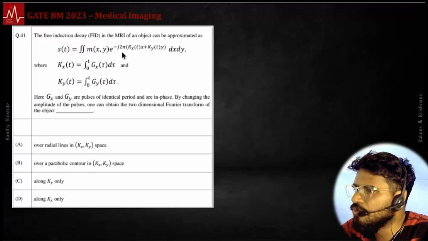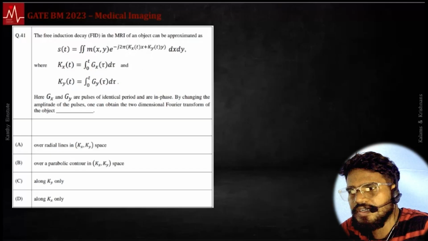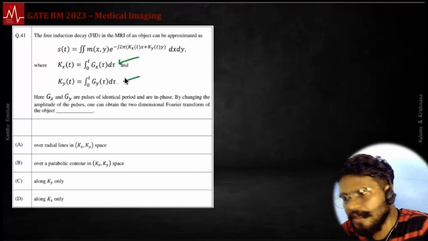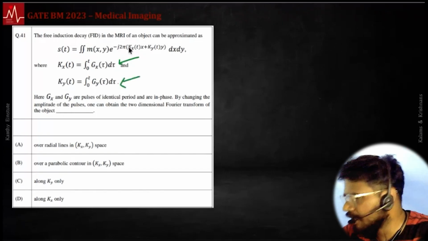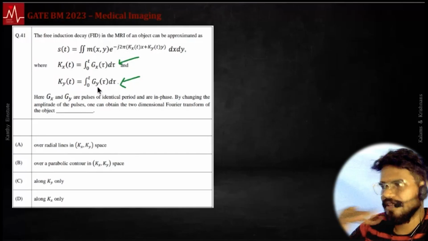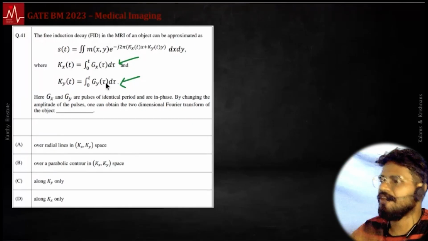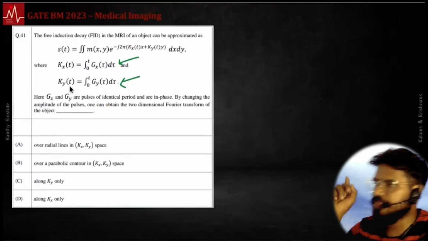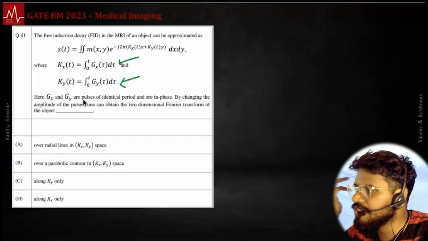How you move in K space is determined by the gradients, Gx and Gy. If you apply a Gx, it will move along Kx in K space, that is along the X spatial frequency. If you apply a Y gradient, it will move along Ky, that is the Y spatial frequency.